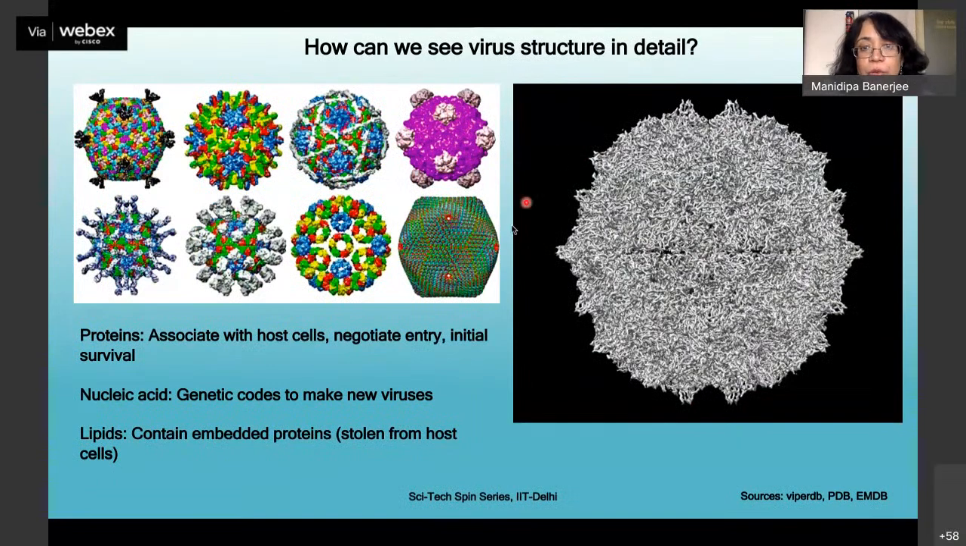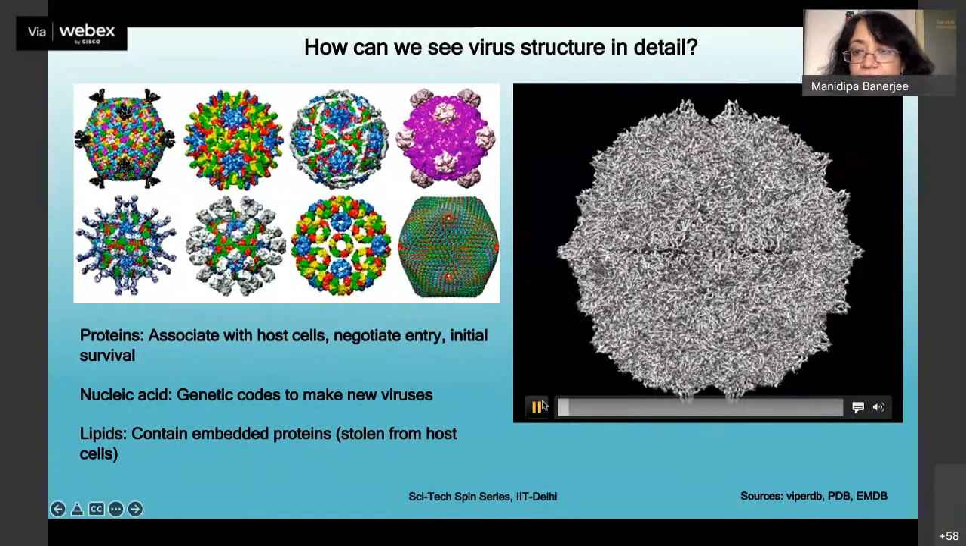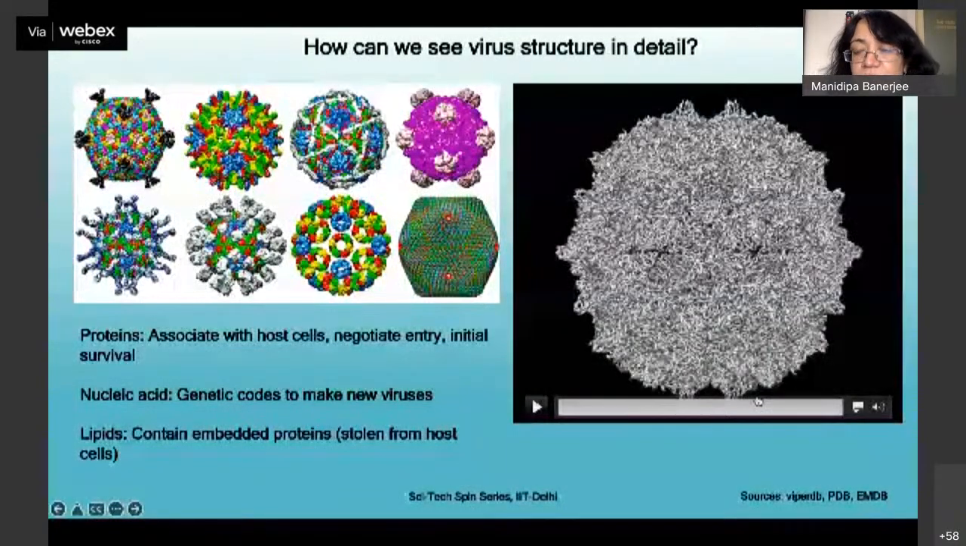And when we look at them, there are different databases that are available. There's something called the Protein Data Bank. There is something called the Electron Microscopy Data Bank. These are all available for anybody to see. There is something called VIPER, which is specifically for viruses. You can go to these databases and look at what variation there is in terms of structure. The symmetry elements remain the same, but there is so much variation that you see in what they look like. Now, if you look at this movie on your screen, you will see the very intricate arrangement. What you're seeing here is the protein shell, or the protein container, or the capsid. And inside that, the nucleic acid is packaged, right?